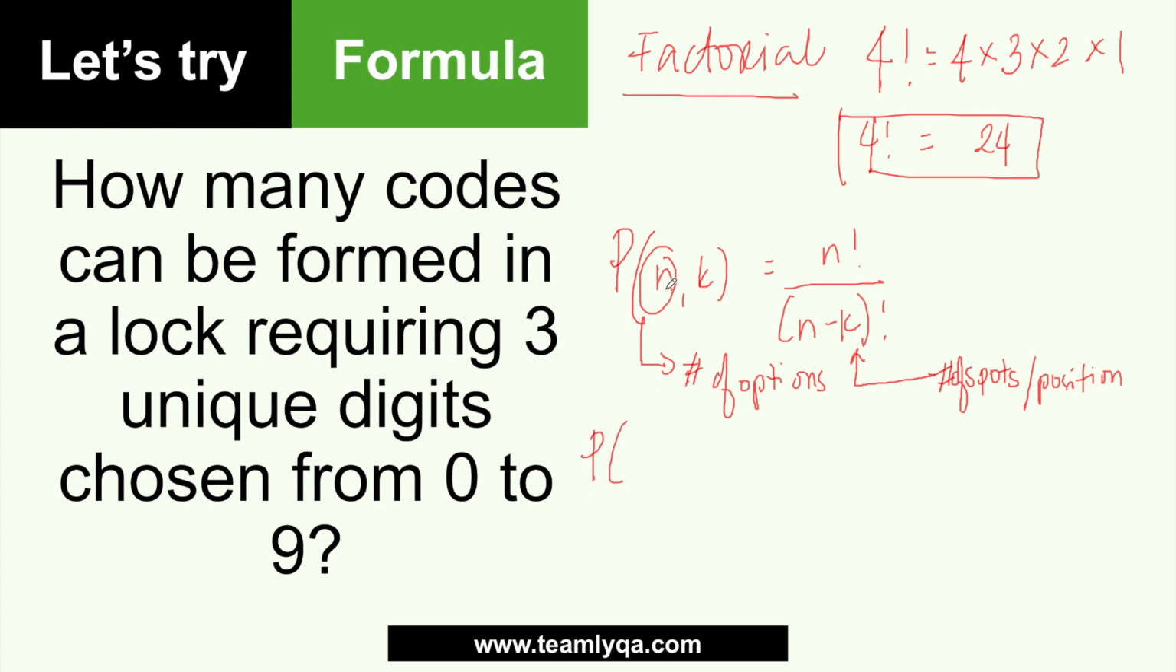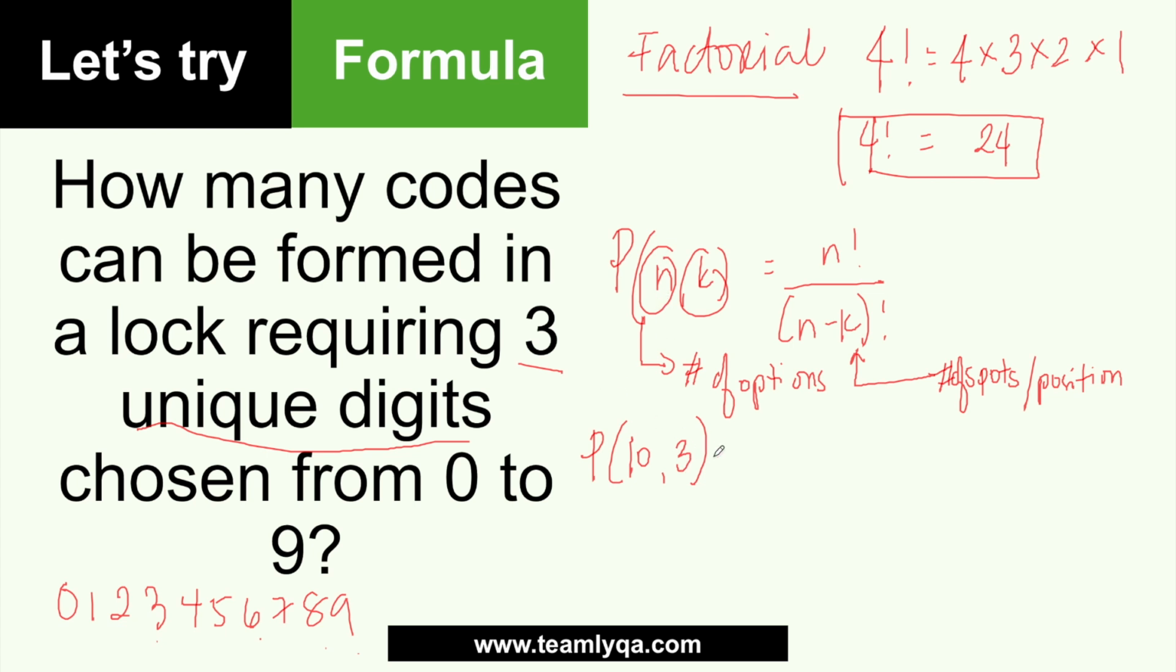P, and then your n would be digits 0 to 9. So, kung ililista mo yon, that is 0, 1, 2, 3, 4, 5, 6, 7, 8, 9. Just count them. 1, 2, 3, 4, 5, 6, 7, 8, 9, 10. So, ang iyong options ay 10. And ang iyong spots na pupunuin ay 3. Kasi you are forming 3 unique digits. So, ganito yung magiging itsura niya in the form.